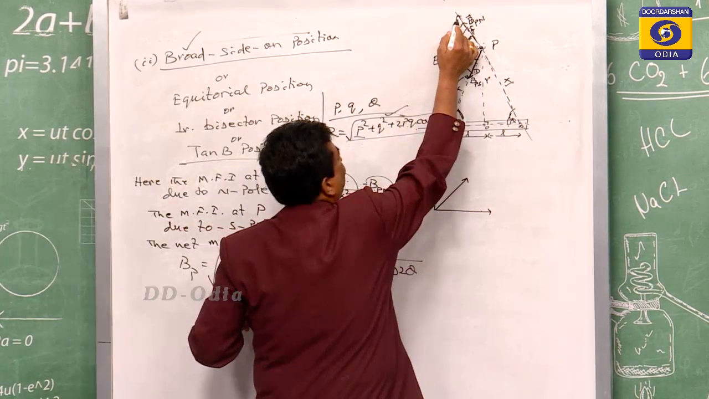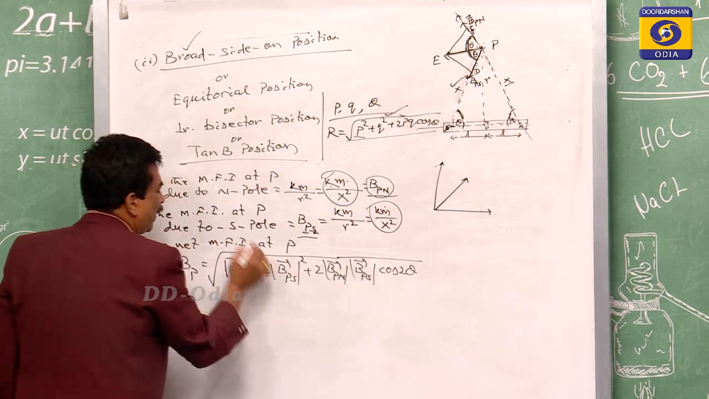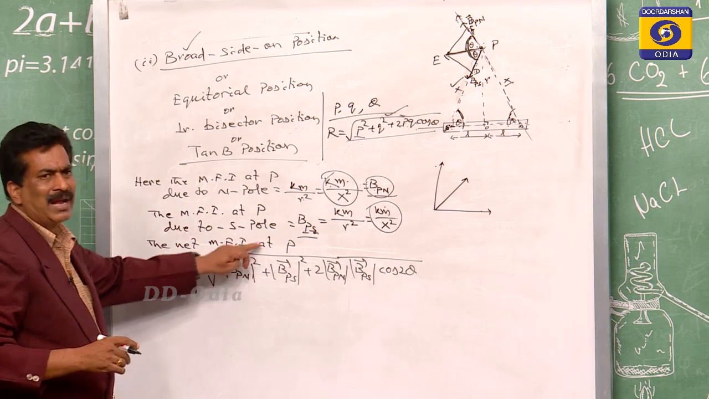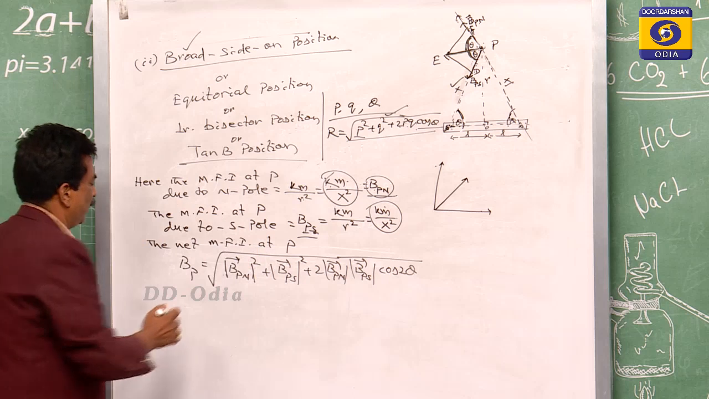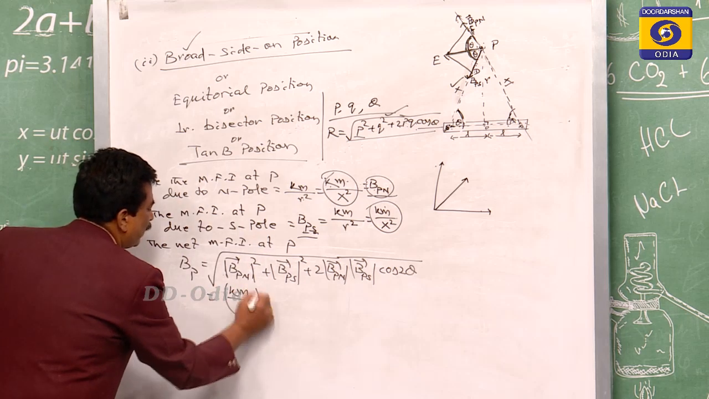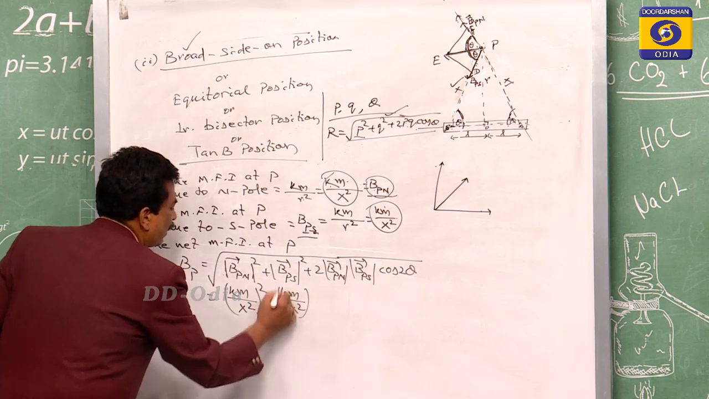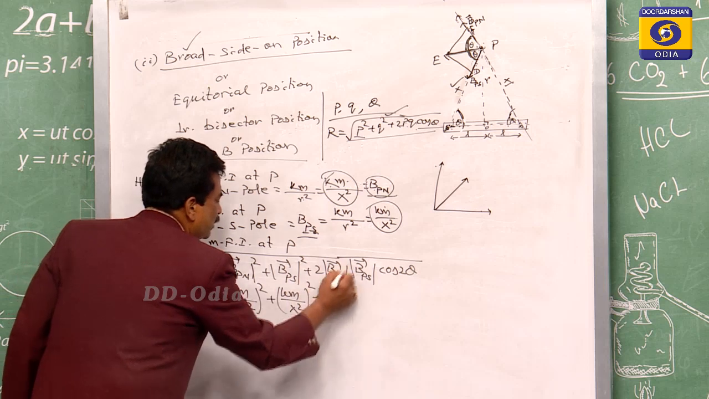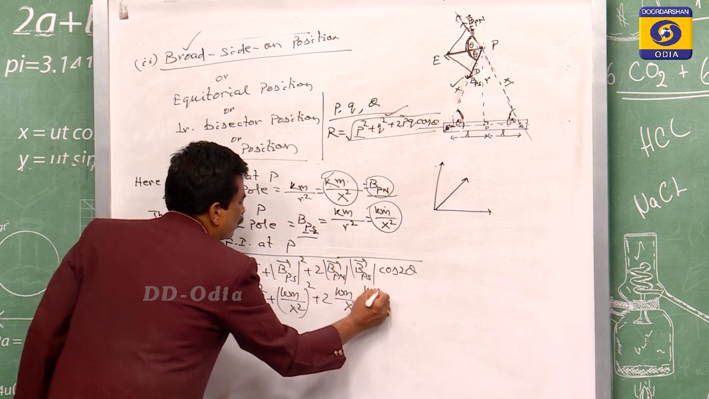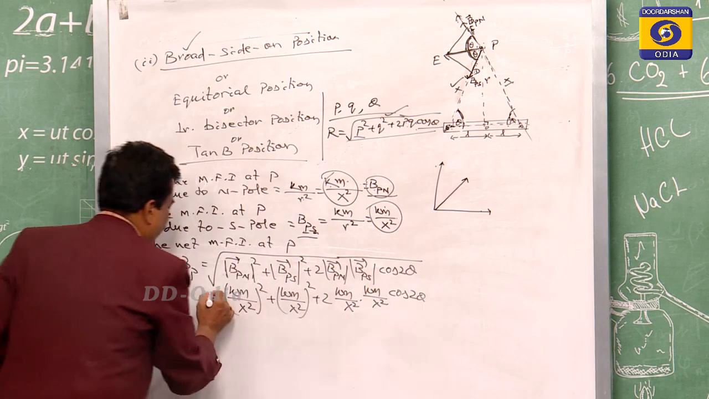B_PN is for the one vector, so since we have taken the vector, it's the mod square we have written. If we were adding the vector directly, we could write B_PN whole square. So B_PN is Km by x square, this is also Km by x square, that's the whole square. This is only Km by x square, that is also Km by x square, and that is cos 2 theta.